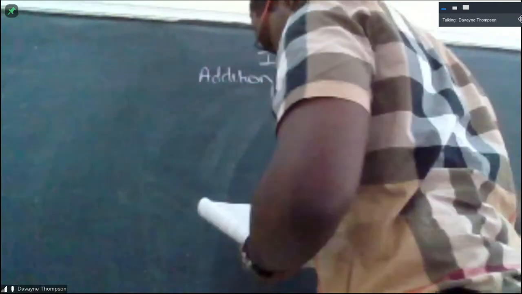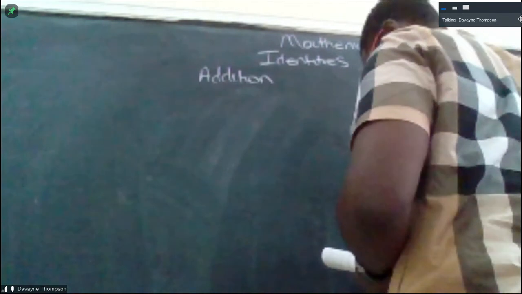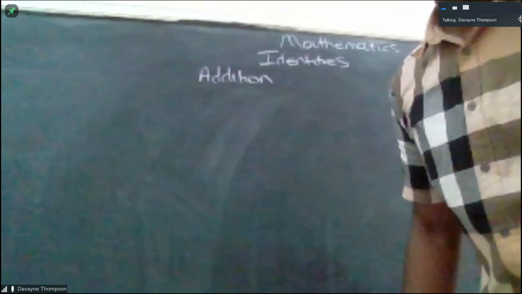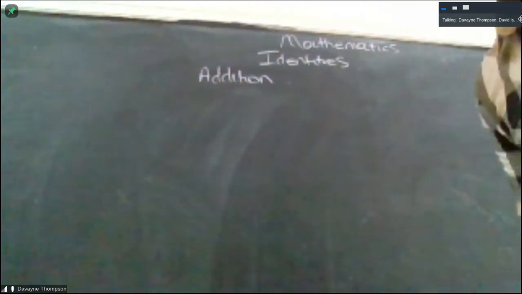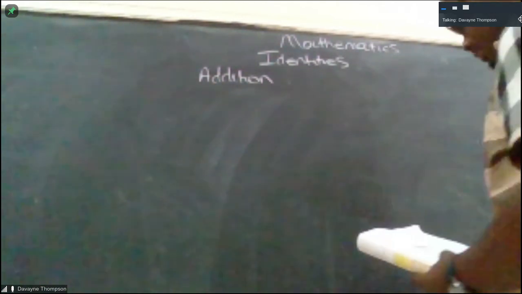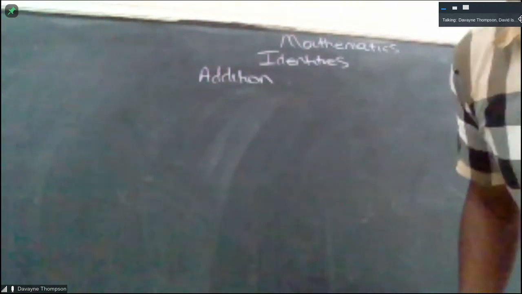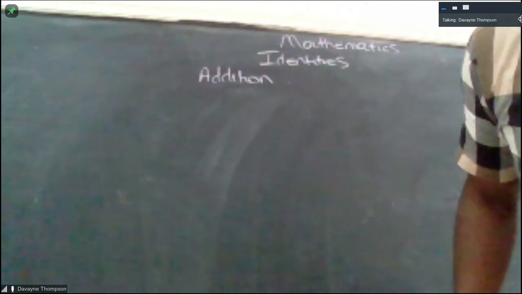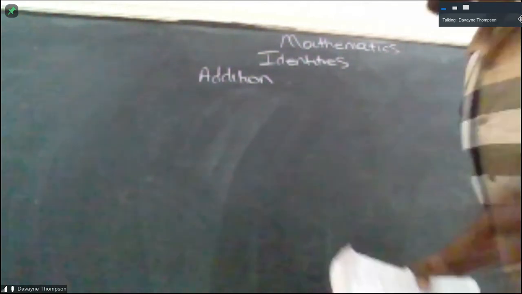David, give me an example of two numbers being added together. Any two numbers that you're going to add together. 5 plus 10. 5 plus what? 10? Yes, sir. Alright. My apologies. So 5 plus 10.